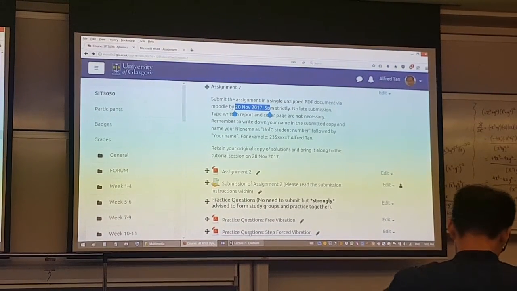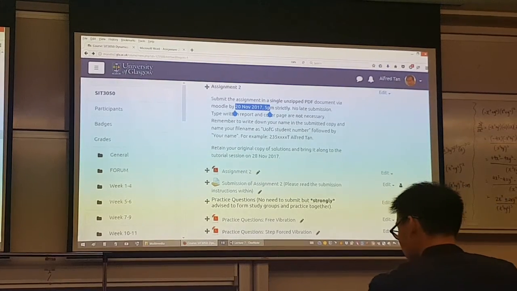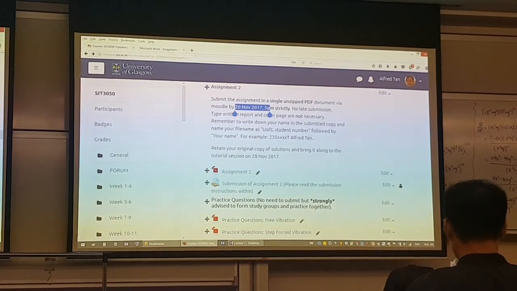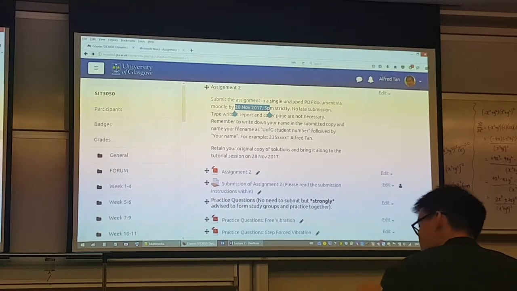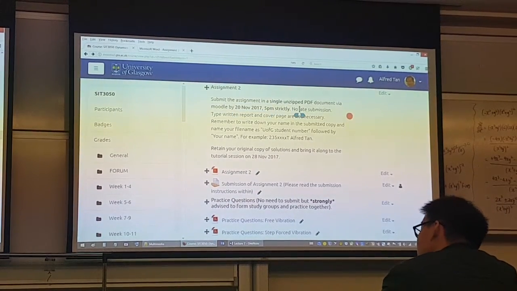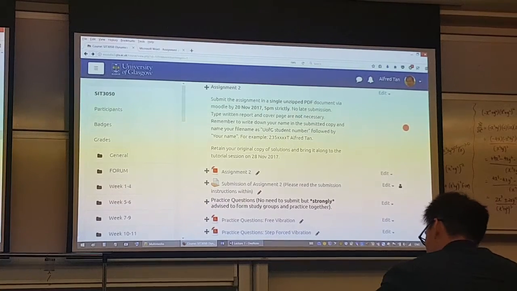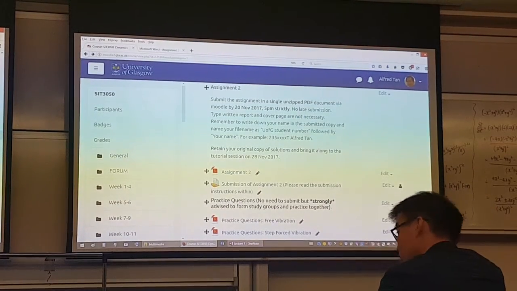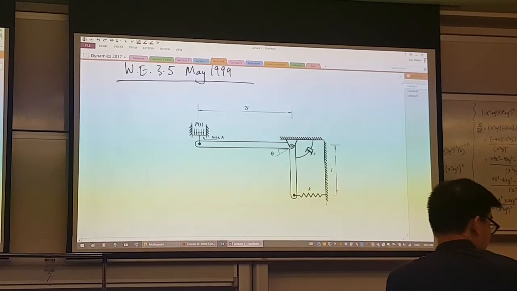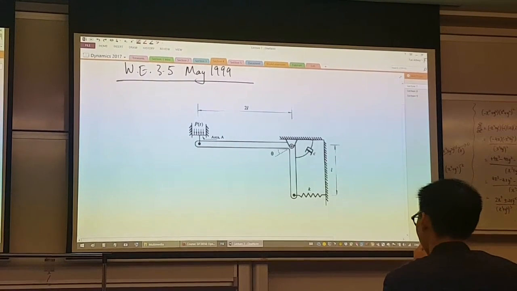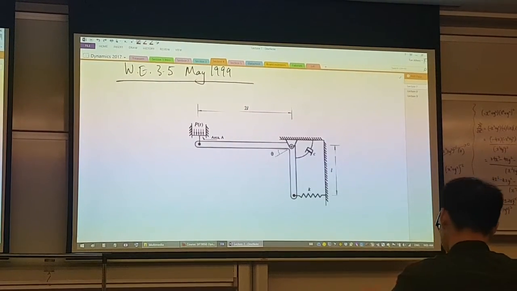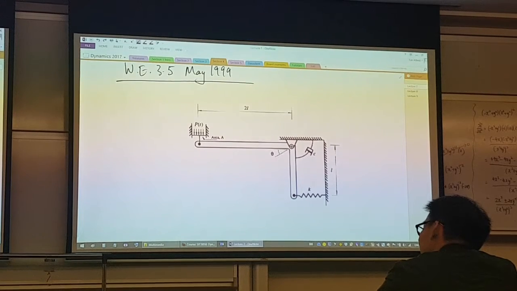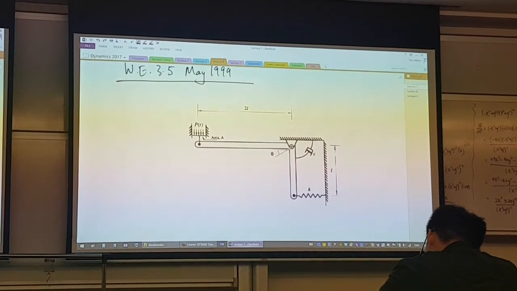So I've also included practice questions. These practice questions you need not submit, but I strongly advise you to do them. That's my testing marks. So let's start the day by having a look at the work example. And after this work example, you will wrap up your second topic on static force vibration.